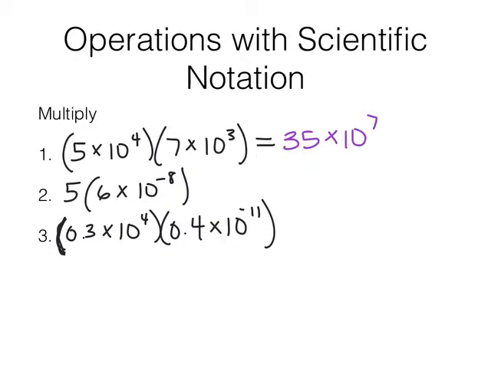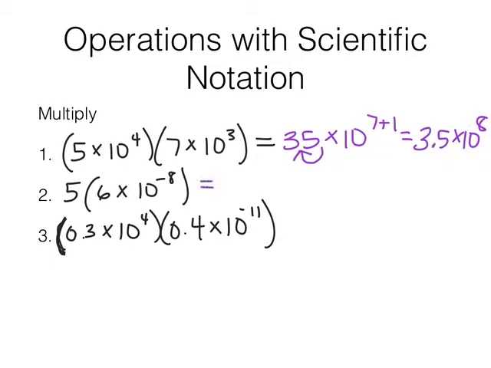Now, here's the problem though. This is not scientific notation anymore. So I have to make this number smaller by 1 power of 10. If I make this number smaller by 1 power of 10, I make this one bigger by 1 power of 10. And the final answer is 3.5 times 10 to the 8th power.